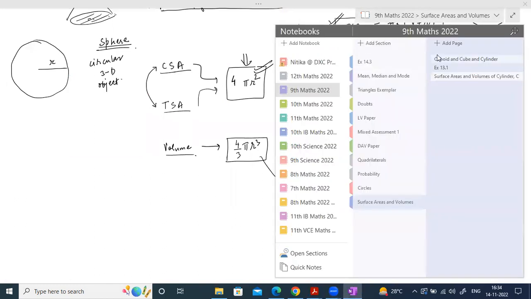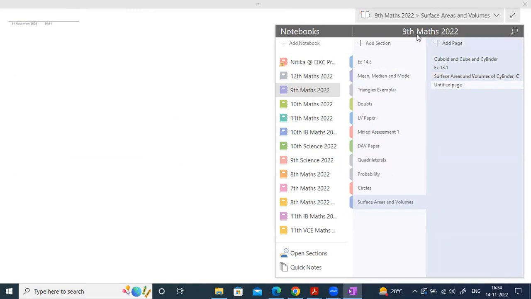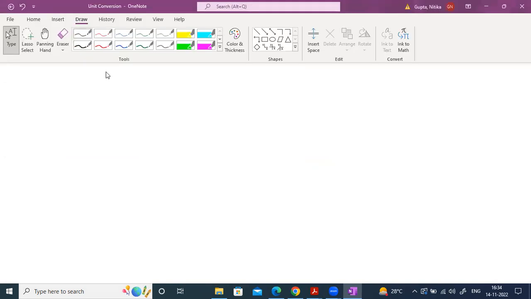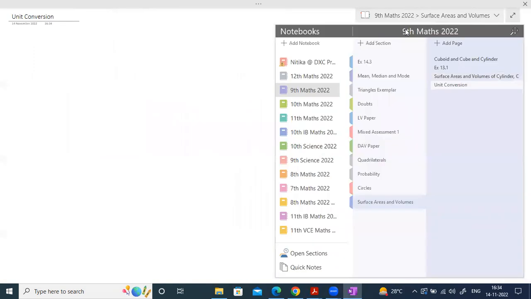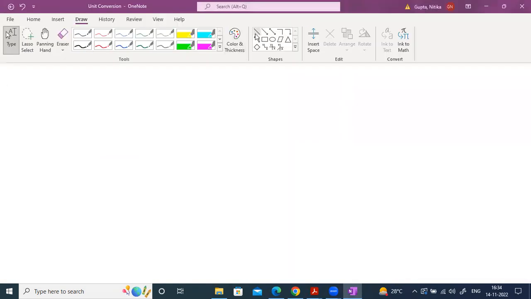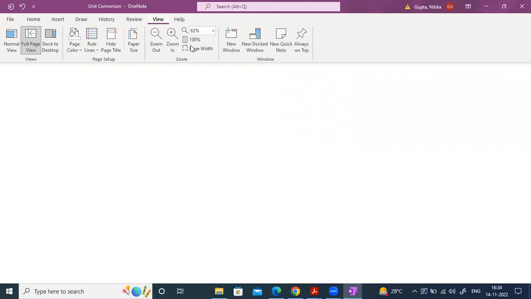Now we have talked about areas and volumes. Let's quickly discuss about the units and unit conversions. How do we do? What unit will you measure area in? So centimeter square. Yes.